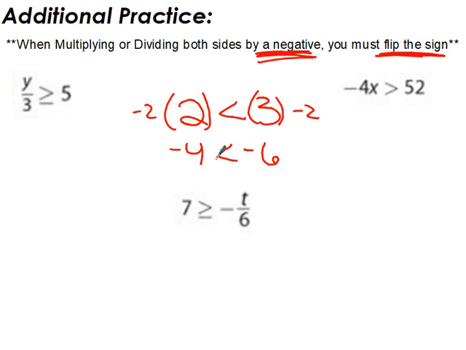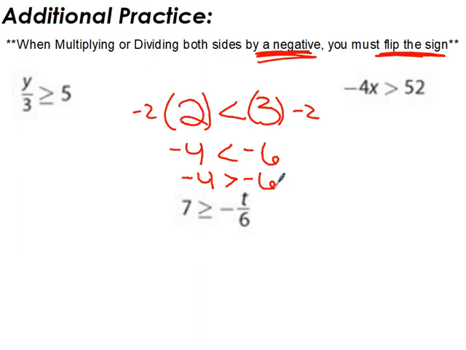And that is because when we multiply by a negative, we're automatically going to change the sign of both sides. And so when we change that sign, it is not going to be a true statement anymore. So we have to flip it in order to maintain a true statement.